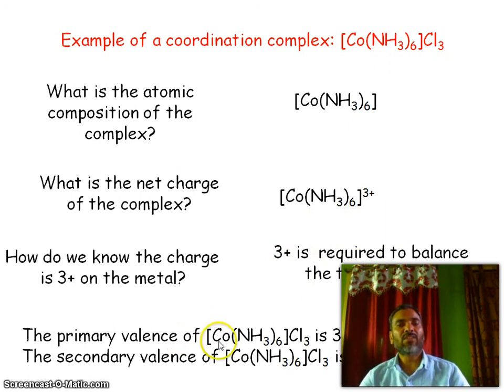The primary valence of Co(NH3)6Cl3 is the 3 charge on cobalt. The secondary valence of Co(NH3)6Cl3 is the 6 ligands. So this is the secondary and this is the primary. Just remember it: primary, secondary, primary, secondary.